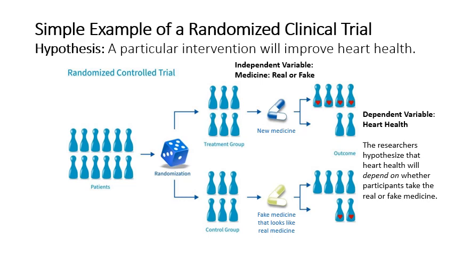And then we measure heart health. We can see in this case the dependent variable is heart health. The researchers hypothesize that heart health will depend on whether participants take the real or fake medicine. And so here we have in the top condition with a new medicine, we have better improvements in heart health than we do in this lower case with the medicine that was fake or that was the placebo. So that's the randomized controlled trial or randomized clinical trial, the only way to demonstrate that a medicine really creates a difference in the symptoms it claims.